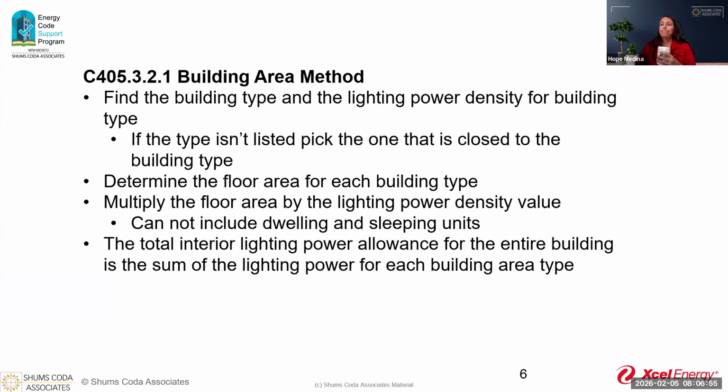All right. Well, here we go. We're diving into the building area method. So basically what you're going to do is you're going to go into the table. And that is our table.